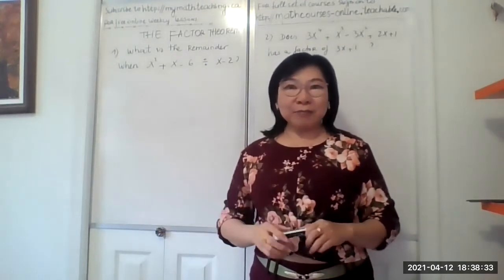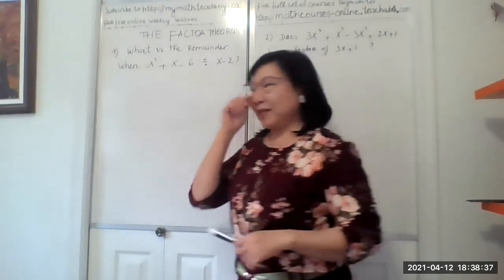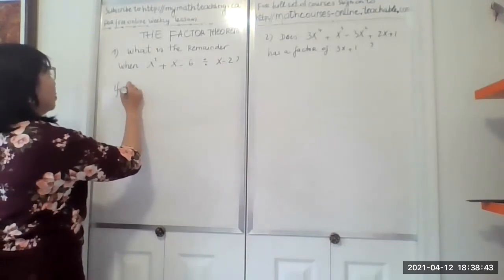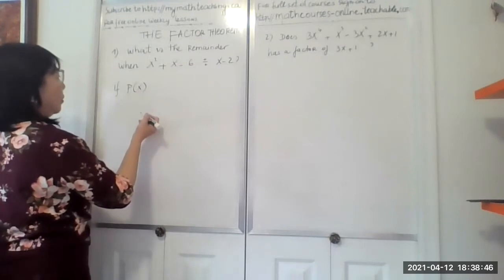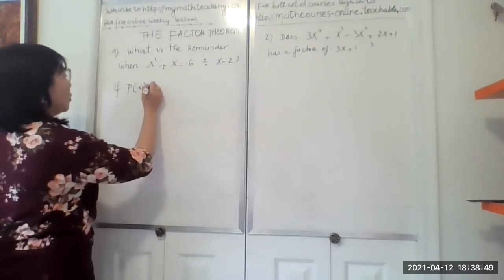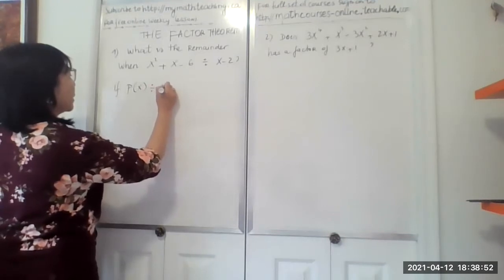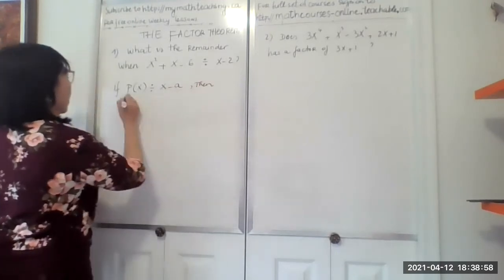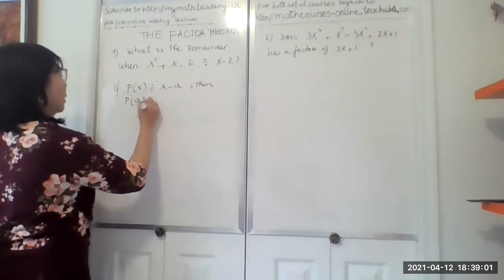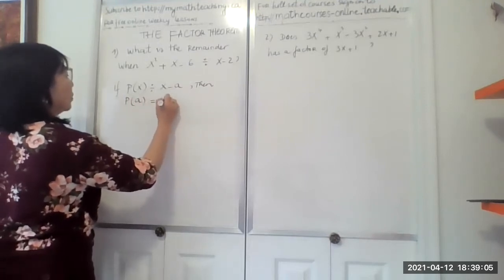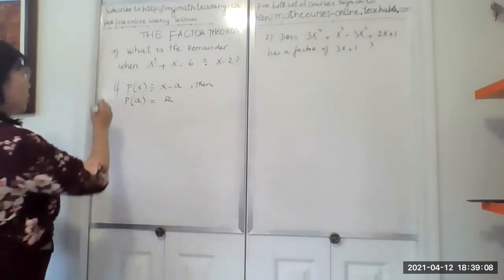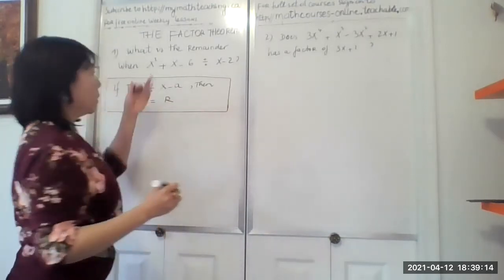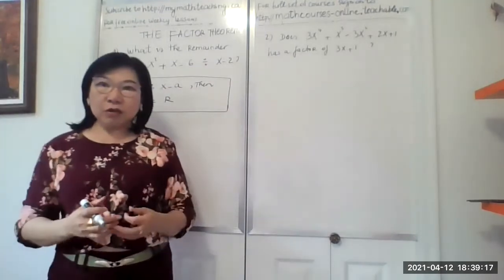If you forget about the remainder theorem, let me remind you. In the remainder theorem, we said that if the polynomial is divided by x minus a, then p of a will be equal to the remainder. And therefore, this statement helps us to find the remainder without the long division.